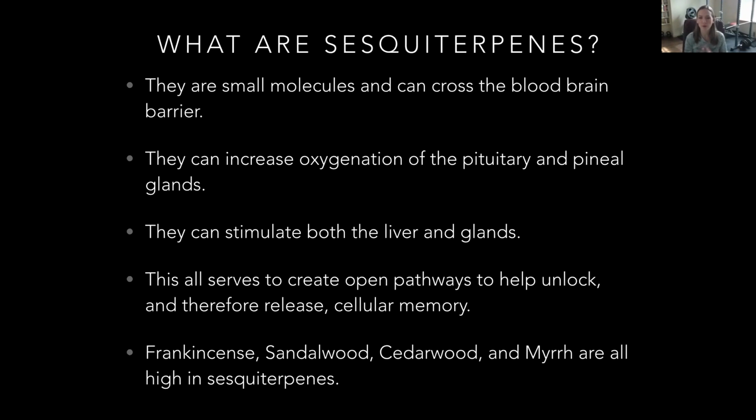So that's why it's important when we're using some of these oils that we know what we're doing and we know how it's affecting us. So these are going to help create open pathways to help unlock and also release our cellular memory. Frankincense, sandalwood, cedarwood, and myrrh are all very high in sesquiterpenes. So if you're trying to create an environment for releasing emotional patterns, maybe start with one of those to open all of those pathways, and then use a specific oil to target a certain emotion.